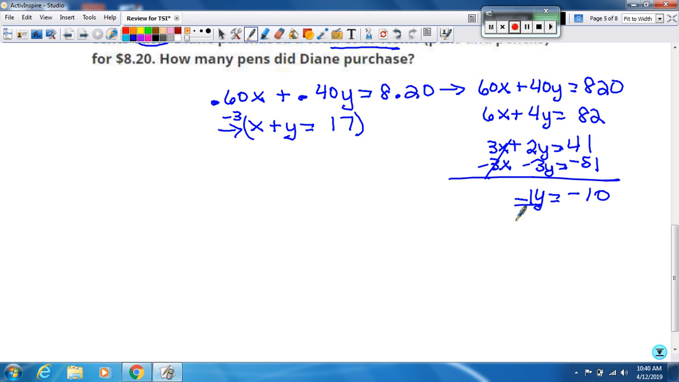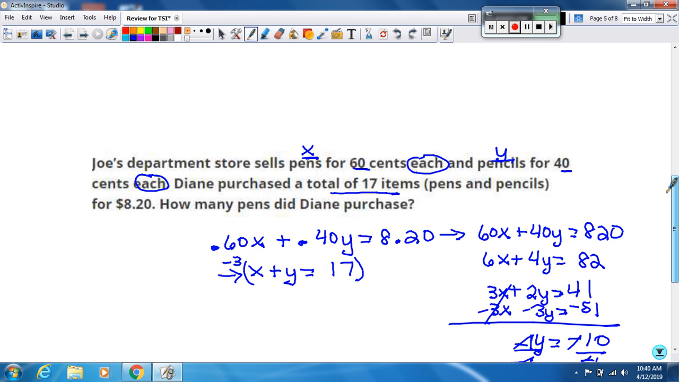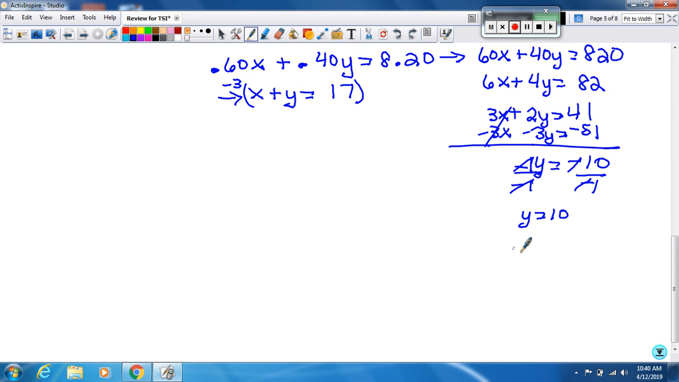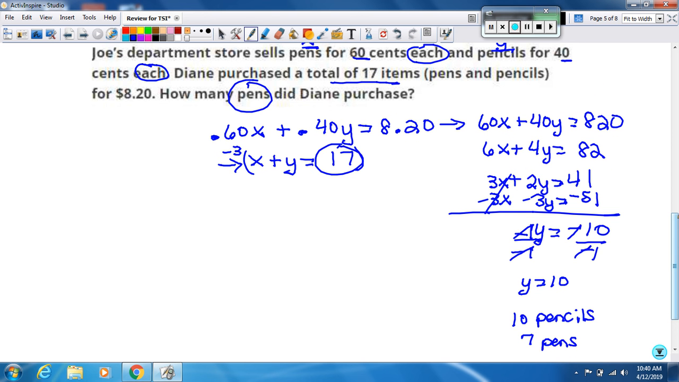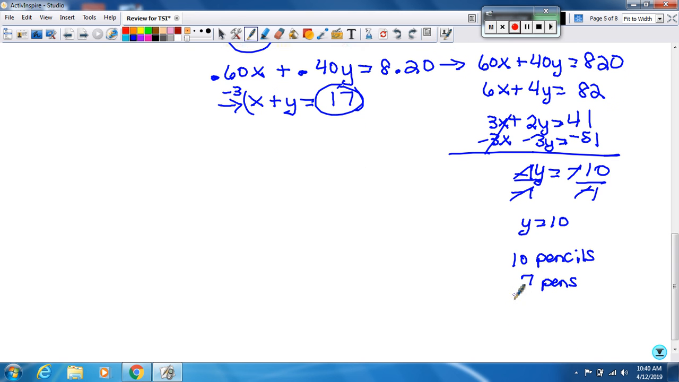That's like a -1y. So divide both sides by -1 to get y by itself. Top cancels with bottom. Negative divided by a negative is positive. 10 divided by 1 is 10. So we said y was pencils. So 10 pencils. And we know they added up to 17, so that means you got to have 7 pens. And it asked how many pens did she have? So the answer for this problem is 7.